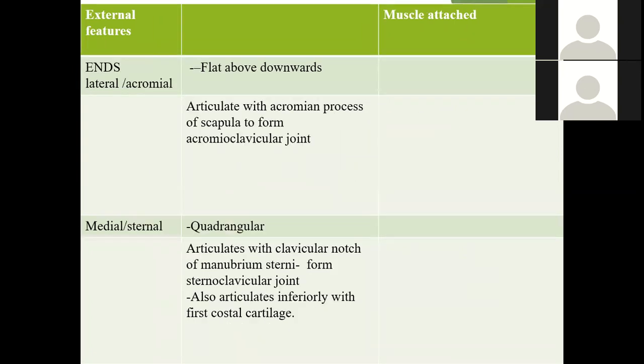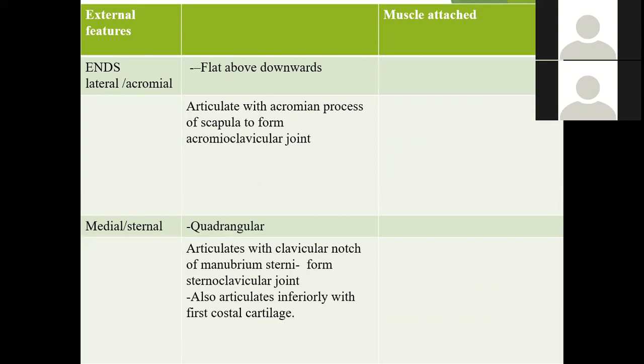So next we are coming to the ends of this clavicle. Already we saw it is a horizontally placed bone, so it has a lateral end and a medial end. The lateral end is otherwise called the acromial end because it articulates with the acromion process of the scapula. And the medial end is otherwise called the sternal end because it articulates with the sternum. First, we can talk about the lateral end. The lateral end seems to be flat, and from above downwards it articulates with the acromion process, making a joint called the acromioclavicular joint.